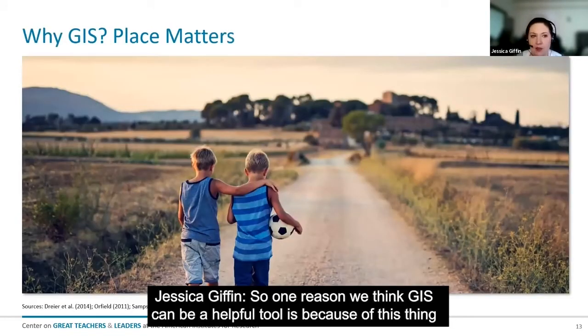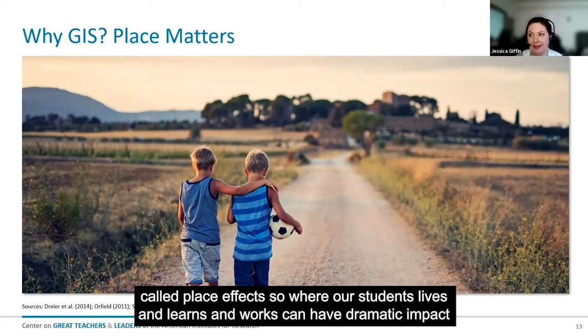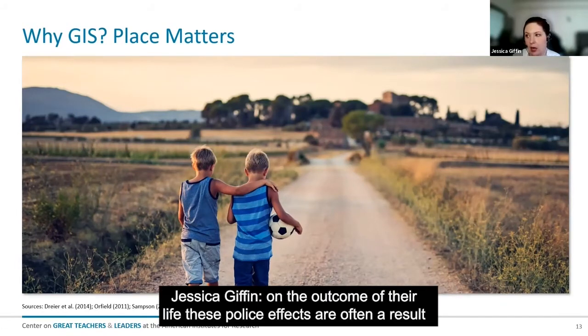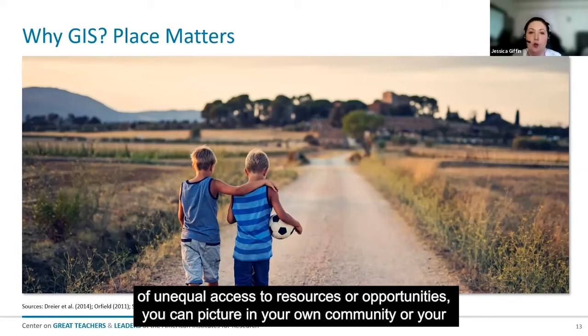So one reason we think GIS can be a helpful tool is because of this thing called place effects. Where a student lives and learns and works can have a dramatic impact on the outcome of their life. These place effects are often a result of unequal access to resources or opportunities.